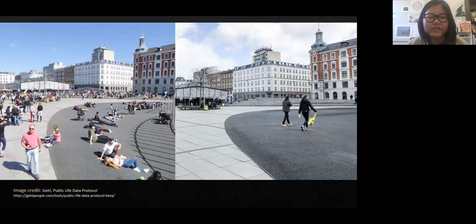And this is another example from their firm's study. This is exactly the same place, but you can see in certain times, relatively in autumn or summer, where people are still wearing short sleeves and there are events going on, people are actively using the space. And when it is cold winter time, the space is not really used.